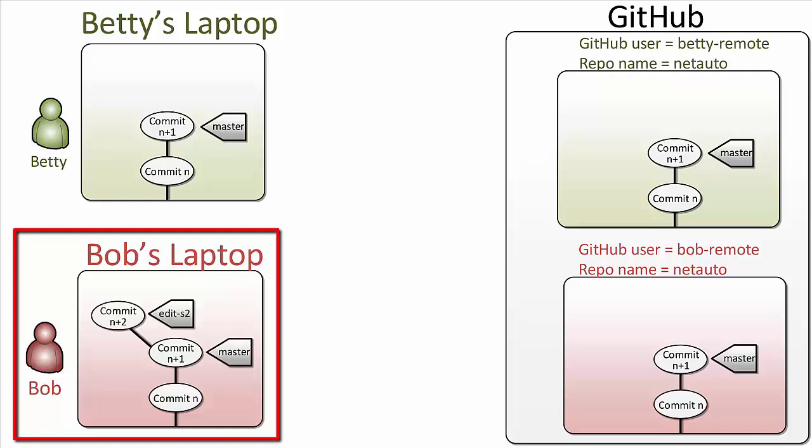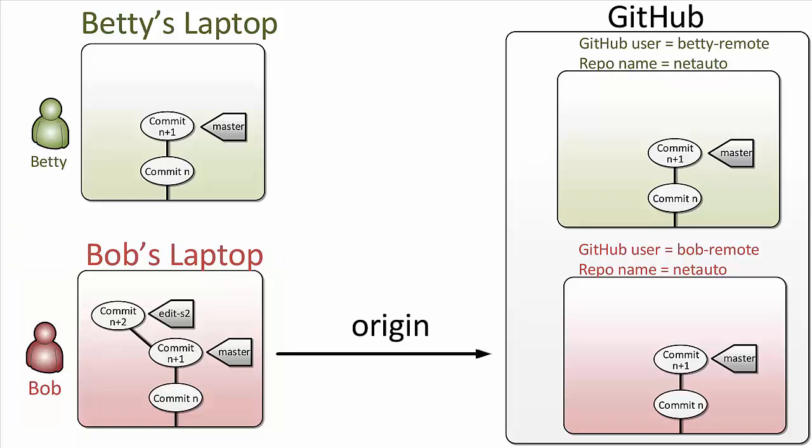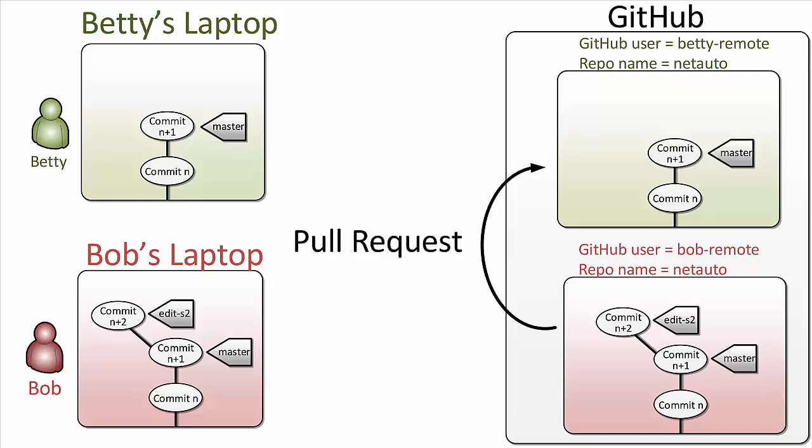Next, we will push this new branch up to Bob's fork in GitHub. The push creates the edit-s2 branch in GitHub. From Bob's fork in GitHub, we will issue a pull request to the original netauto repo. The request is for Betty to merge our new edit-s2 branch into the master branch of her repo. We are effectively asking Betty to merge our new changes into the main project.